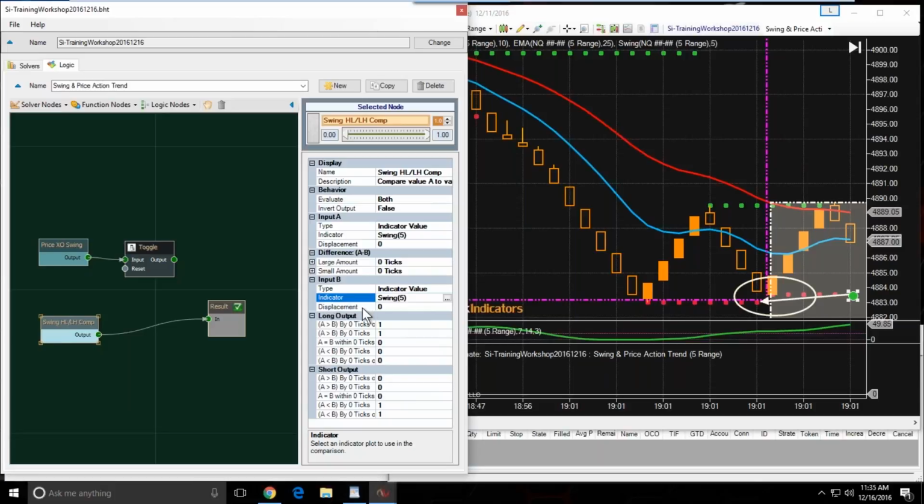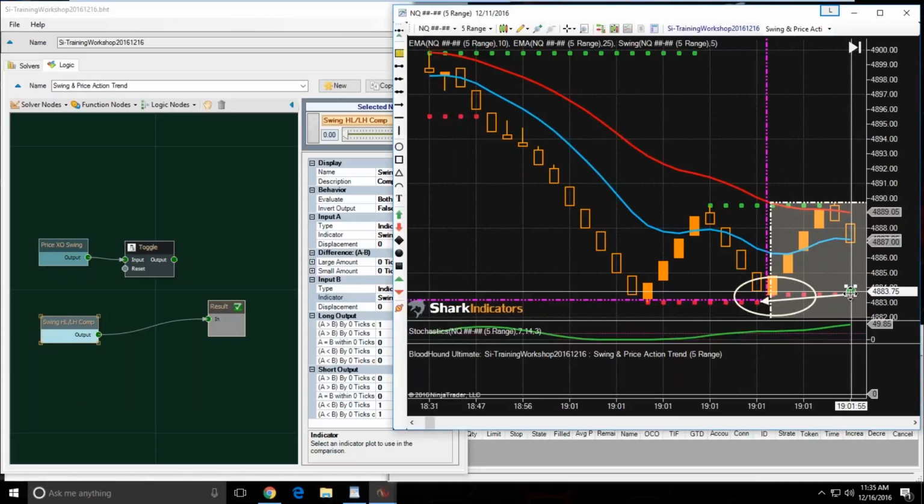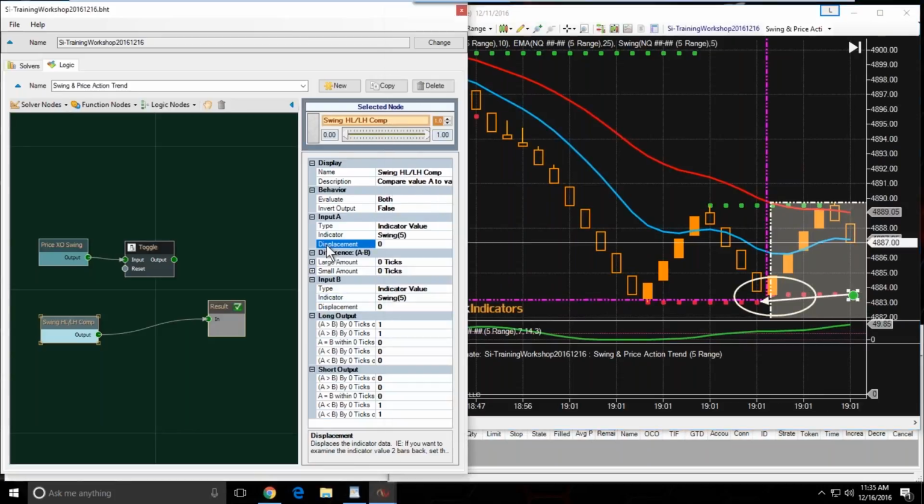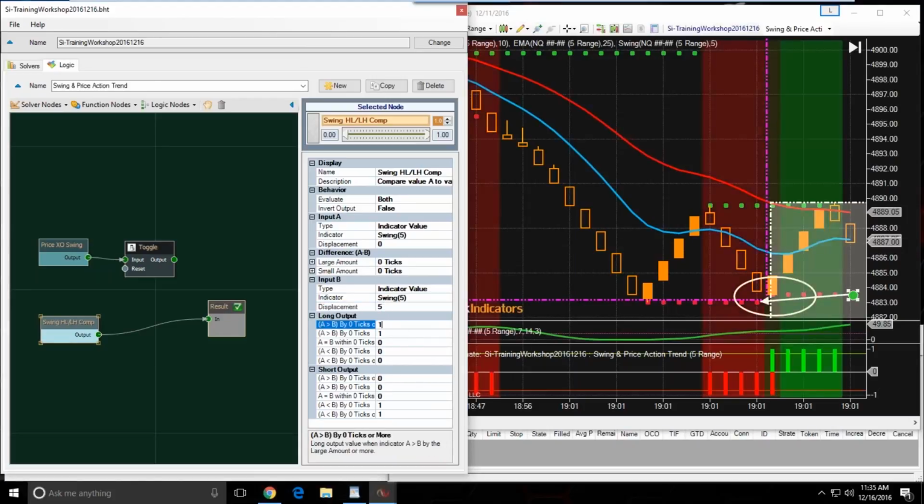Okay, now so now remember we're comparing the current bar to 5 bars back, right? So A is the current bar, so it has a displacement of 0. B is going to be the indicator 5 bars back. So we're going to set this to 5, like so. Bingo. Yep, we got it. We got it.